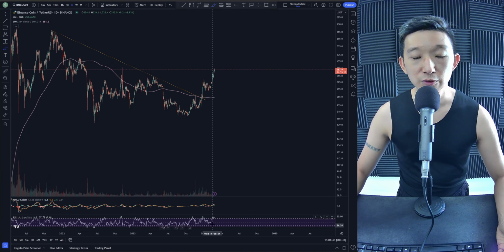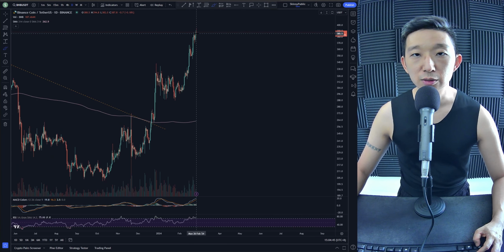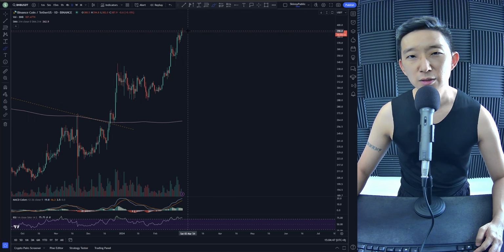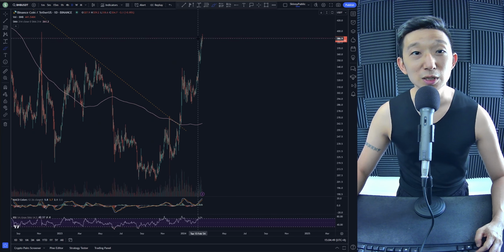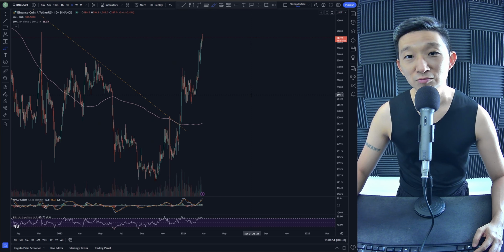More upside? Yeah, more upside. We're overbought though, so I would not recommend going in at this point in time. I still think that if you want to take a trade for BNB, you've got to wait for a retrace.